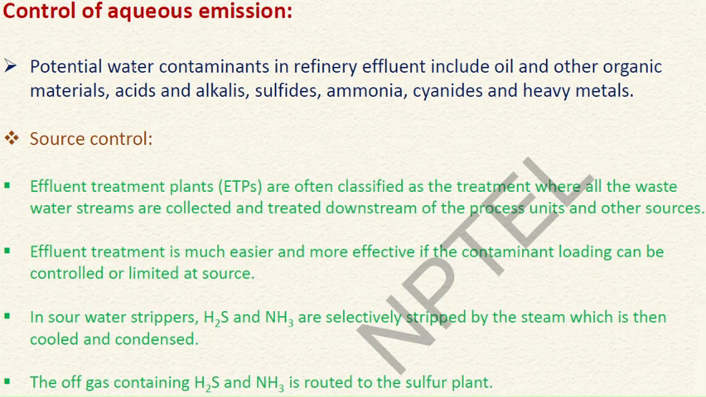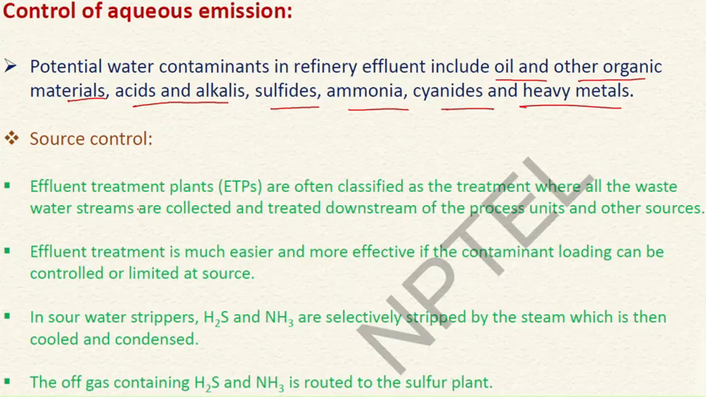Now, control of the aqueous emission, which is the potential water contaminants present in refinery effluents. There are various liquid effluents present in the refinery, which include oil and other organic materials such as acids and alkalis, sulfides, ammonia, cyanides, and heavy metals. Source control: an effluent treatment plant is present in almost all refineries, where liquid waste is treated to remove all the waste elements present in the water.